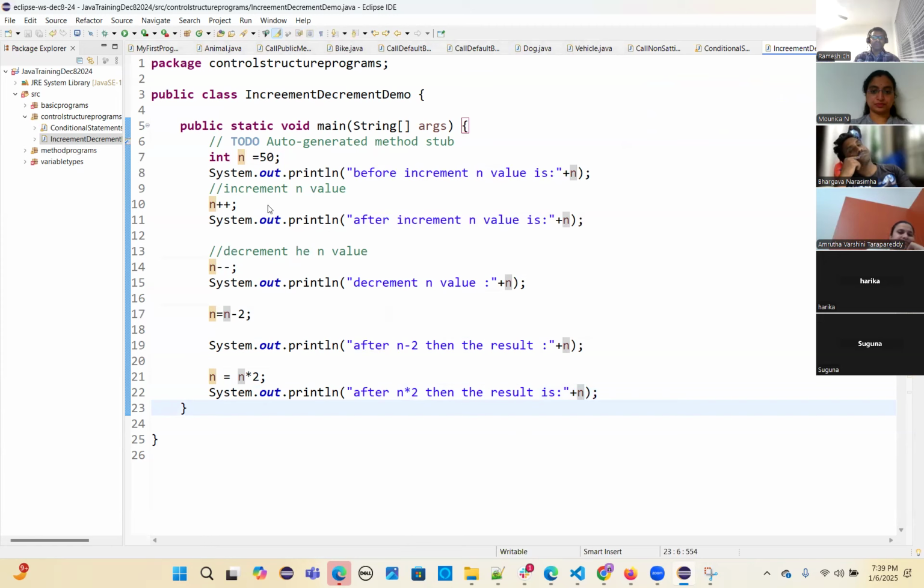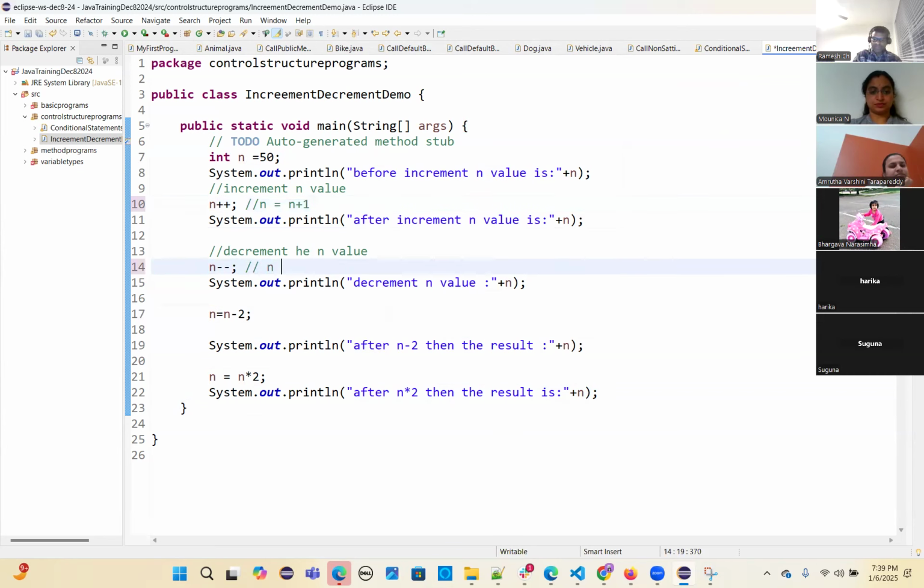So n plus plus means you can write it like this also: n equal to n plus 1. And n minus minus means n equal to n minus 1. So directly you can write like this, or you can write it in an expanded way. I have written in the expanded way. Both are correct. That's it.